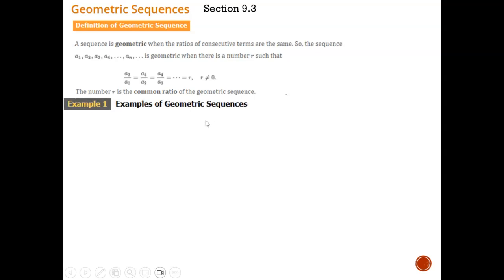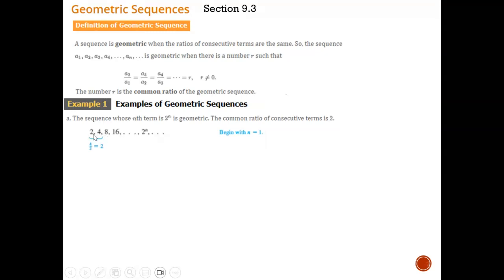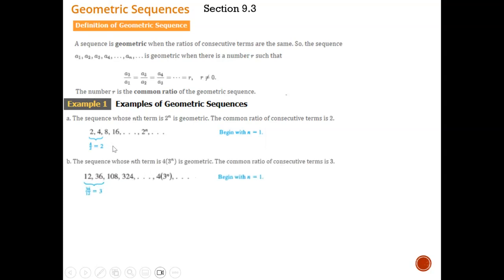Okay, let's do an example. These are examples of geometric sequences. Why? Because 16 divided by 8 is going to give us 2. 8 divided by 4 is going to give us 2. 4 divided by 2 is going to give us 2. So my ratio is 2. Same thing over here. We start with 324 divided by 108, which is going to give us 3. 108 divided by 36 gives us 3. 36 divided by 12 gives us 3. So my ratio is 3.